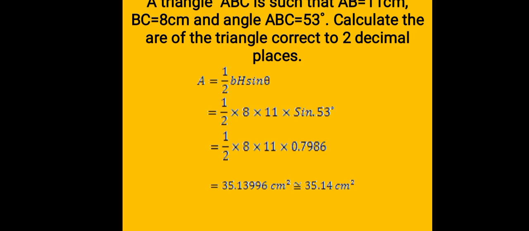A triangle ABC is such that AB is equal to 11 centimeters, BC is equal to 8 centimeters, and angle ABC is equal to 53 degrees. Calculate the area of the triangle correct to two decimal places. Now the area of that triangle can be taken to be a half base height sin theta. Now a half multiplied by the base, which is 6, and multiplied by 11 sin 53, we get the area of that triangle. So that triangle's area is 35.14 centimeters squared.